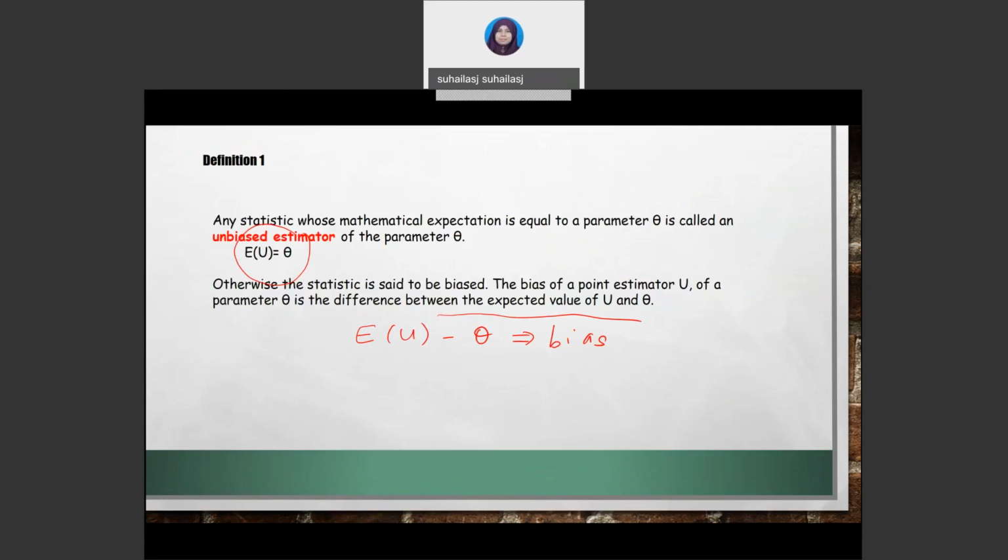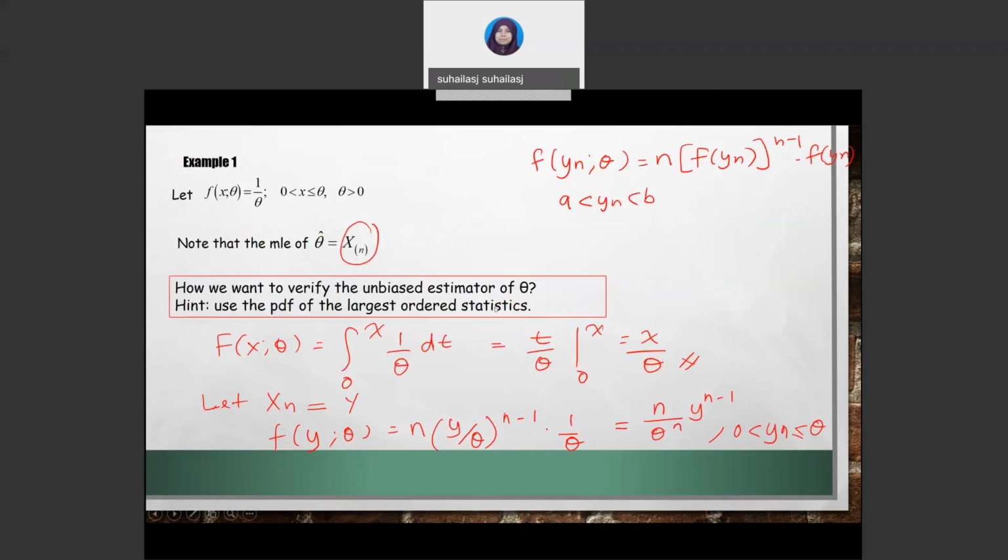So if we recap the definition of unbiased estimator, any statistic whose mathematical expectation is equal to a parameter theta is called an unbiased estimator of the parameter theta, where you can write expected value of U equals theta. Otherwise, the statistic is said to be biased. So the bias of a point estimator U is the difference between the expected value of U and theta, which is expected value of U minus theta. Okay.